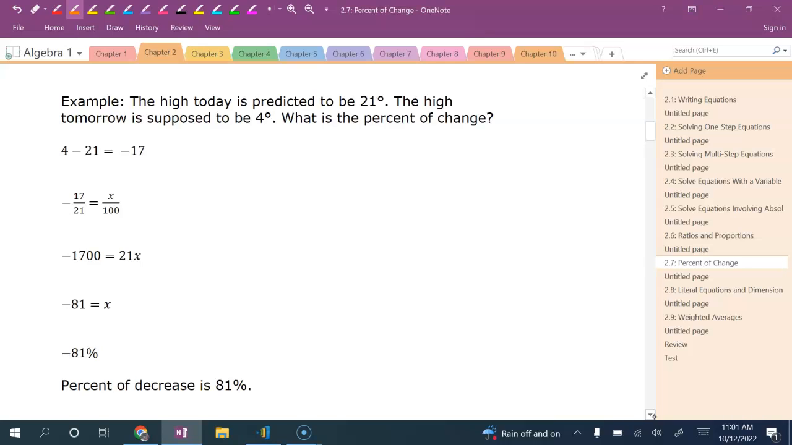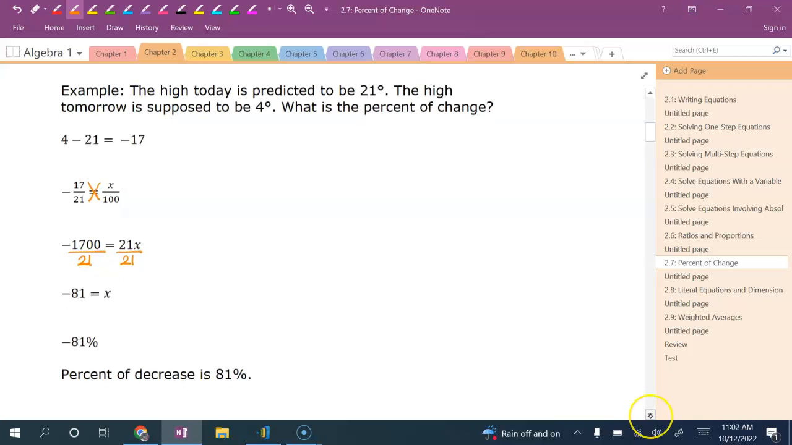Then you set that equal to x over 100. X is representing the percent of change that we're trying to solve for. Once you've got this set up, you cross multiply. Negative 17 times 100 is how they got negative 1,700 equals 21x. Now to get x by itself, it's a one-step equation. You divide both sides by 21, and you get negative 81 for your x. Since it's a negative amount, that tells you it's a decrease, so the percent that the temperature has gone down would be by 81%.